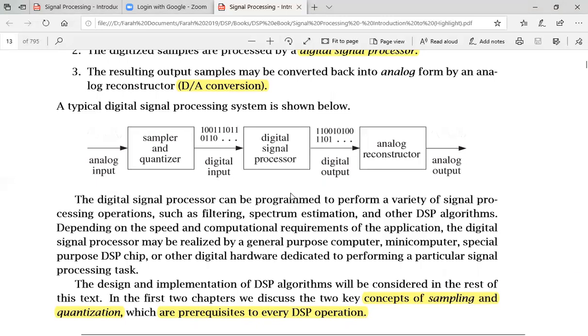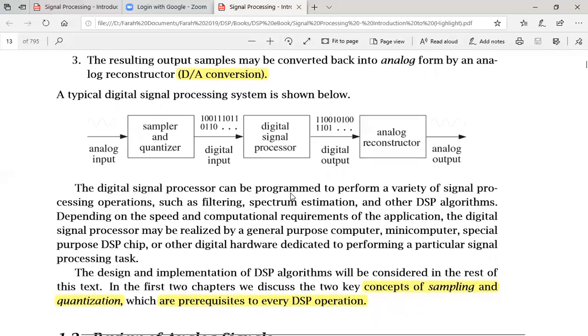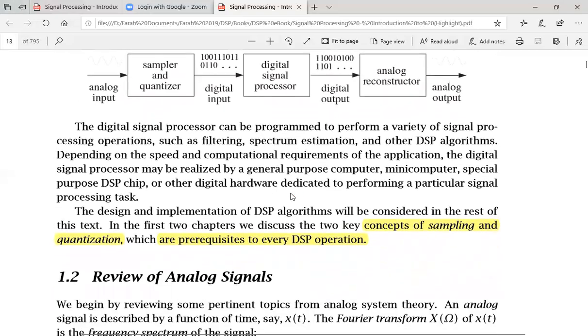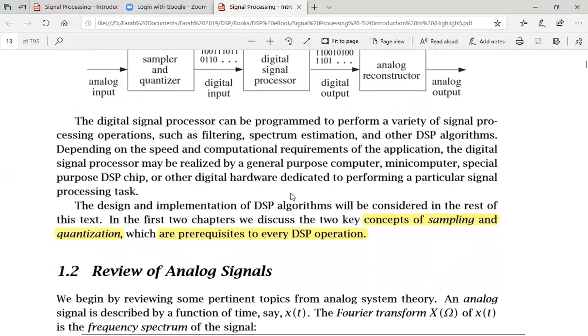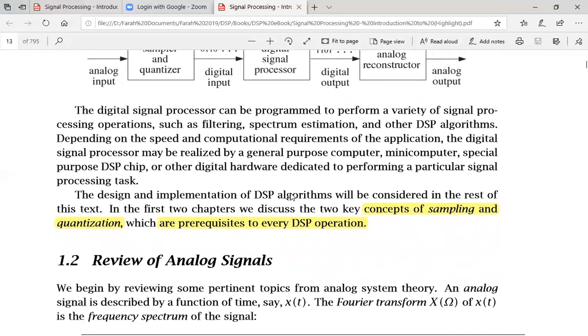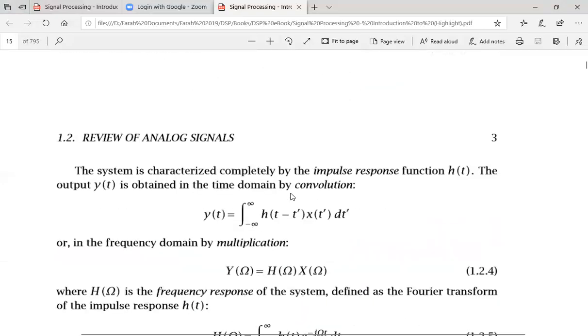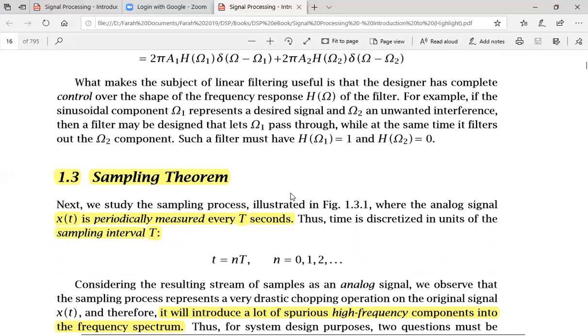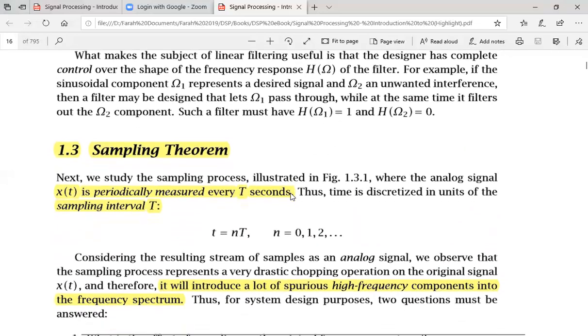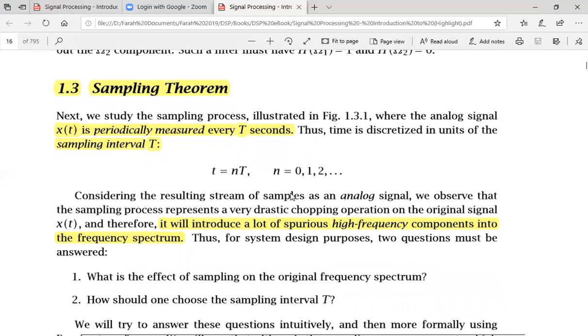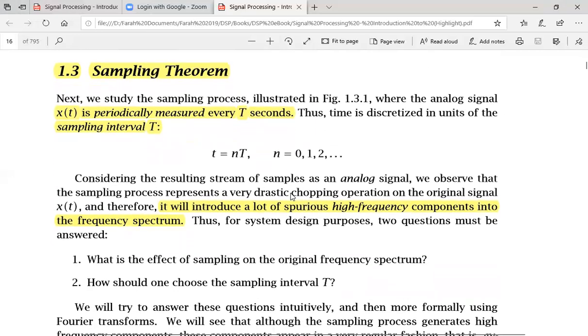Then you have some basic concepts of sampling and quantization that we have already done, and we will come to that section. It is now section number 1.3. Here you have your sampling theorem. Basically, we have done the sampling theorem previously also, but you will see some new concepts that would be added to your previous knowledge.